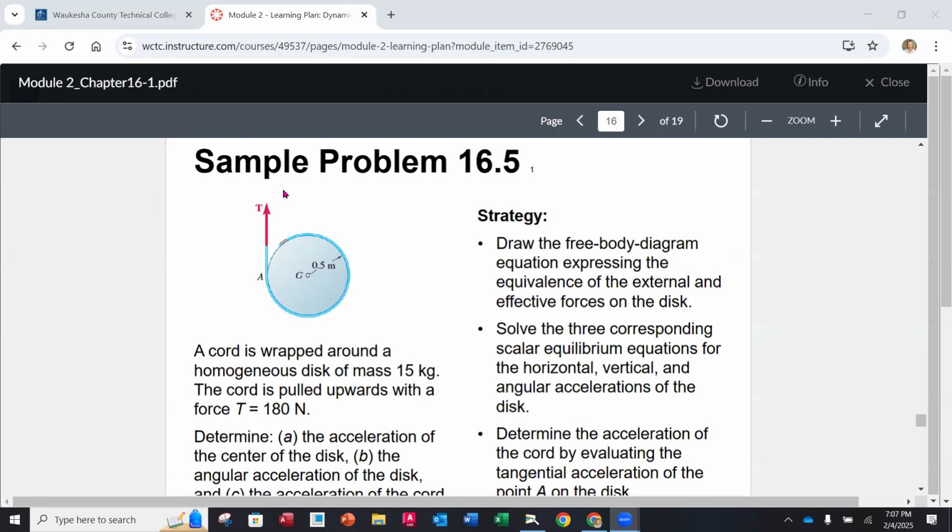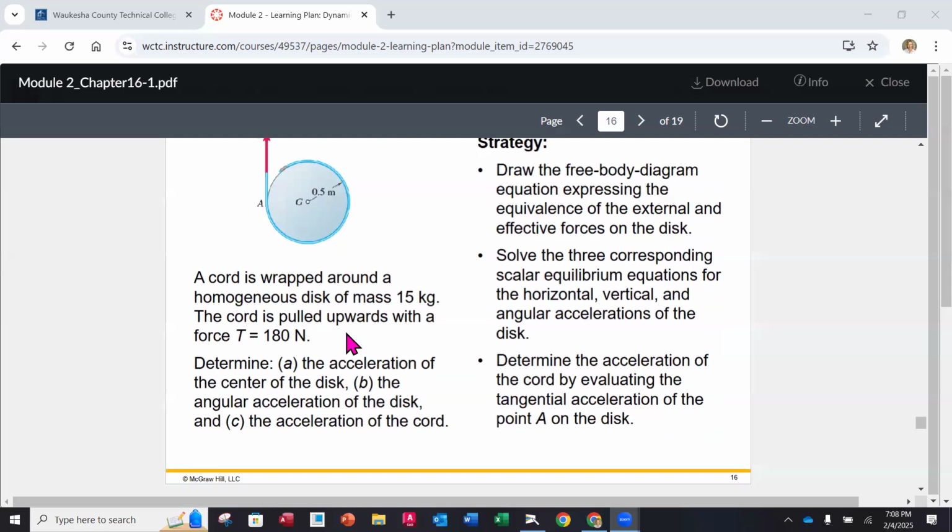We have a cord here. It's going to be pulled upward with a force of T, and that means tension in that cord of 180 newtons. So don't think torque, even though we're rotating around. I'm not crazy about that variable, but T is the tension in that cord as it's being pulled up. They want us to determine the angular acceleration around the center of the disc. So that's going to be alpha of the disc.